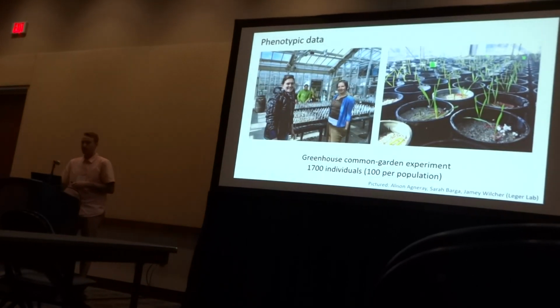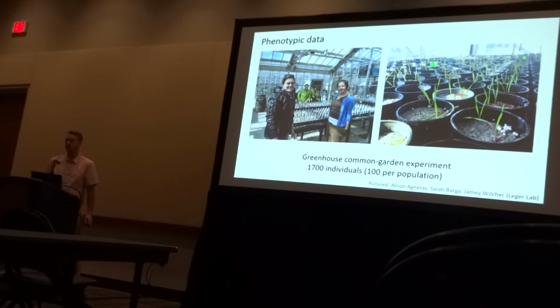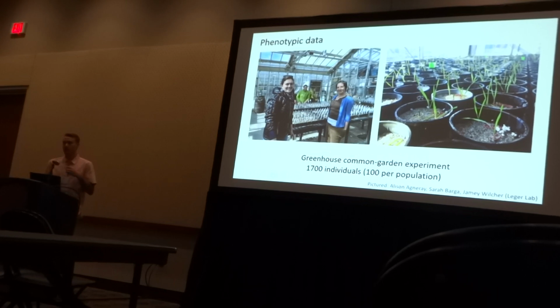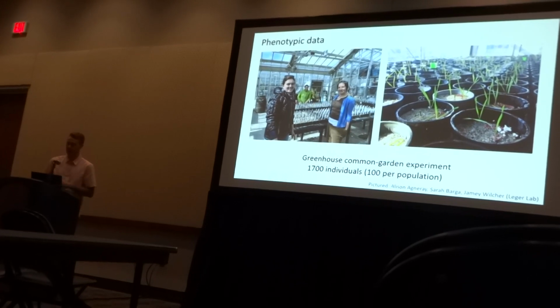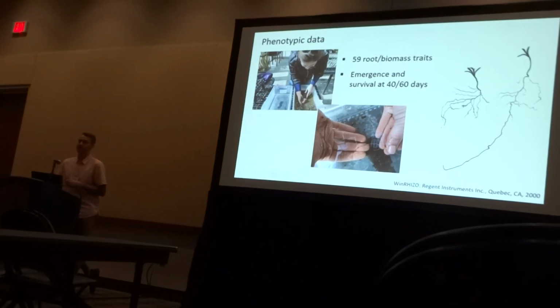We have phenotypic data from a greenhouse common garden experiment with 100 plants per population for our 17 populations. This is part of a larger collaborative at UNR with Beth Ledger's group and a PhD student, Allison. They're using field and greenhouse common garden experiments for native restoration in a wide variety of plants throughout the Great Basin. From this, we get 59 highly detailed root and biomass traits that have been shown to influence establishment and early survival in early stages of development. We also have survival estimates from 40 and 60 days.